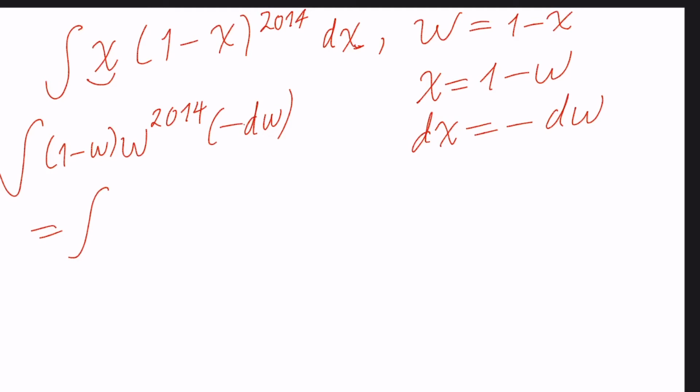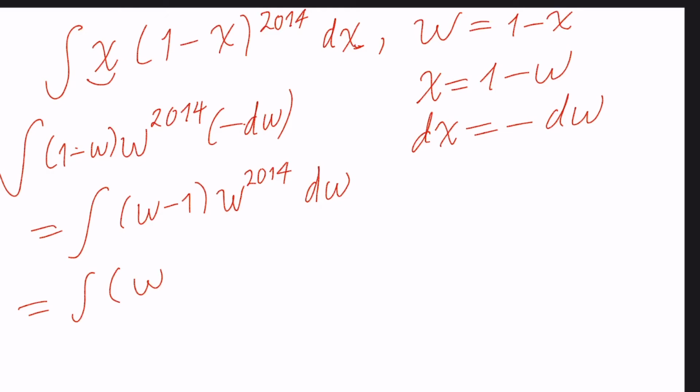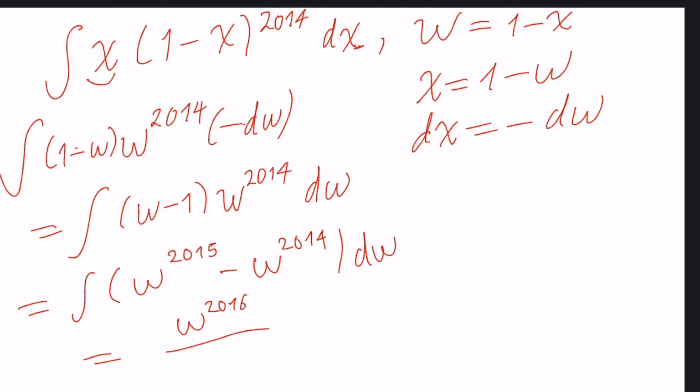Here I will make some algebra, then it will be like w minus 1 by w to the 2014, and then dw. And now we make more algebra. This is w to the 2015 minus w to the 2014 dw. And now this is w to the 2016, because we saw previously how to do this, divided by 2016, minus w to the 2015 divided by 2015, plus c. Till now it works very well.